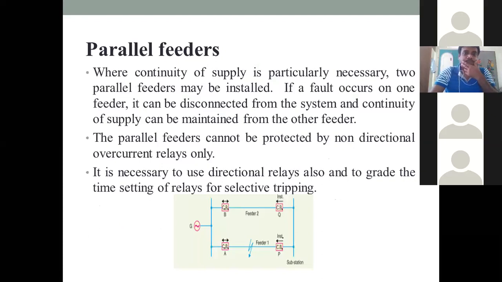Next is parallel feeders. You can see this diagram. This is one generating station and this is the bus bar. Here, this is the substation. One feeder, and another feeder is connected in parallel. So what is the advantage of this?